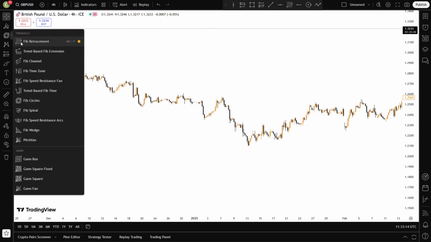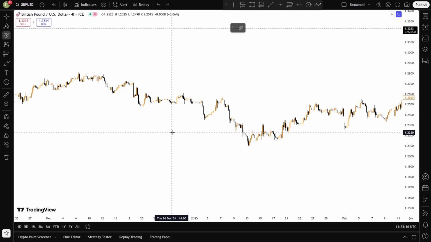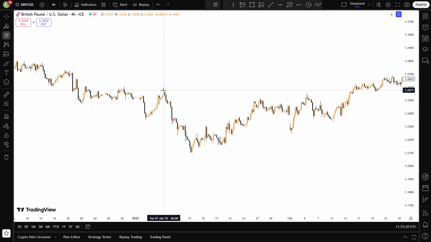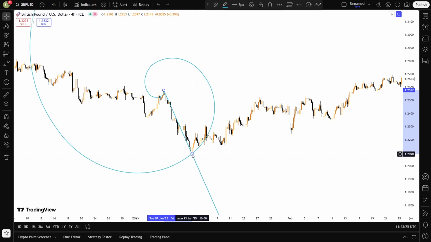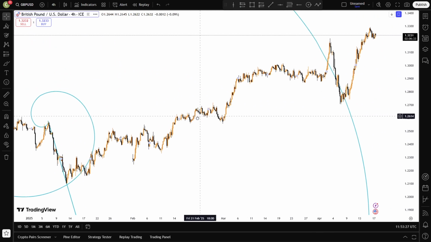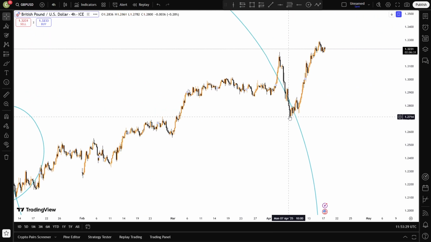Moving on to the next one, which is the fib spiral. The fib spiral is a curved spiral projection tool based on the golden ratio 0.618. It follows the shape of the logarithmic spiral found in nature, like the seashells, the galaxies, and the hurricanes, and maps that same growth pattern onto the price charts. And with an example for the fib spiral, you will just have to identify a swing high and connect it to your swing low, and then head into the future to see what price will do when it gets to the other line.